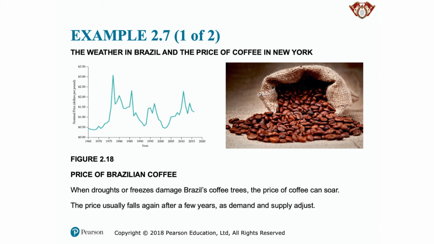When droughts or freeze damage Brazil's coffee trees, the supply of coffee, the exportation of Brazilian coffee to the United States market, decreases greatly. So the price of coffee increases greatly, can soar in the short run, right? The price usually falls again in the long run after a few years as demand and supply adjust. So the price of coffee shows a decreasing trend in the long run.